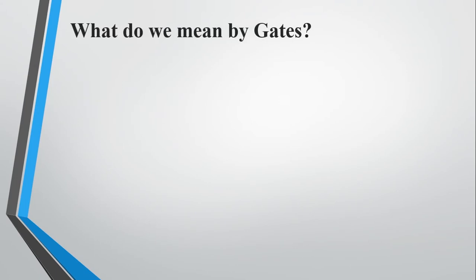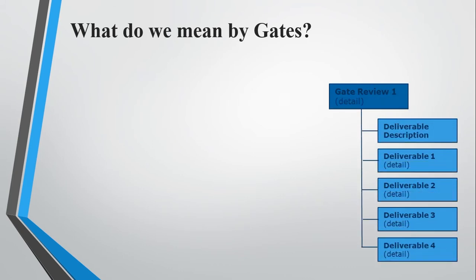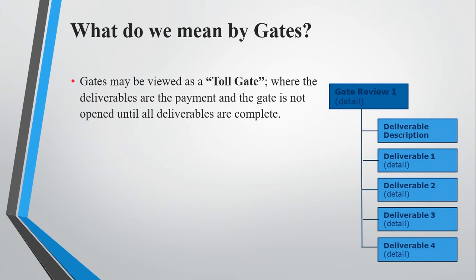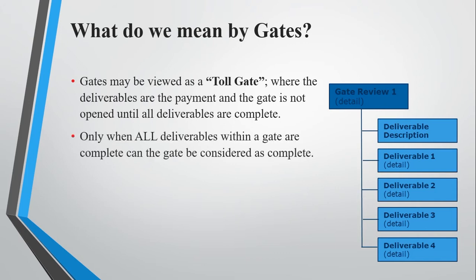What do we mean by gates? I guess the image there speaks for itself. I won't necessarily go into too much detail, but effectively, you're converging. You're getting to a point where the information has to be able to go through the gate. Will the gatekeeper effectively allow you to go? Think of it as a toll, where deliverables are the payment and the gate is not opened until deliverables are complete. Only when all deliverables within a gate are complete can the gate be considered as complete.